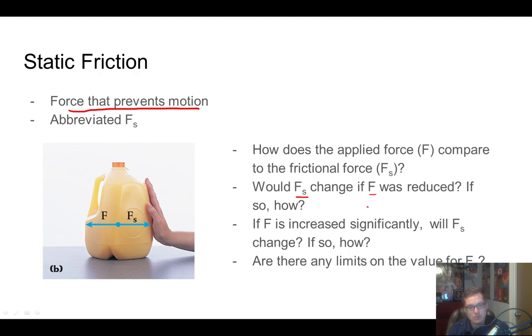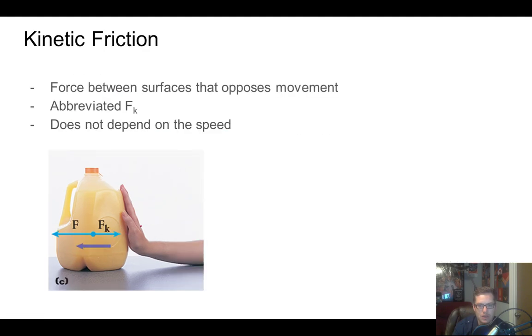Yes, it would change. Remember, Newton's third law says the action... nope, I'm lying to you, it doesn't change. The force of friction is always going to remain the same, even if we stop pushing hard. However, if we push hard enough and our F is increased significantly, then our force of friction will change, because the static friction goes away once our object is no longer static. It's going to be kinetic friction.